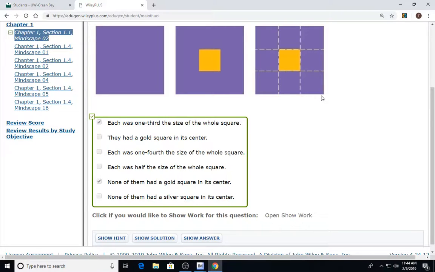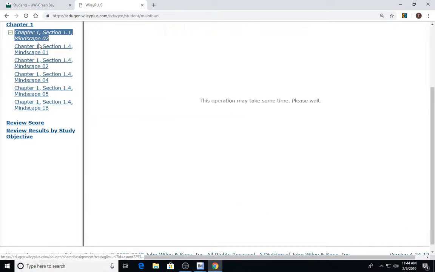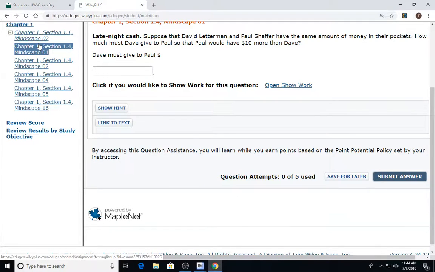Any other questions? There's a late night cash one, the one where they all have the same amount of money in their pockets. Is that just that you take away 10 from, let's say, X, so then you have 10 less than... I haven't read it lately. I'll read it again. Suppose that David Letterman and Paul Schaefer have the same amount of money in their pockets. How much must Dave give to Paul so that Paul would have $10 more than Dave?